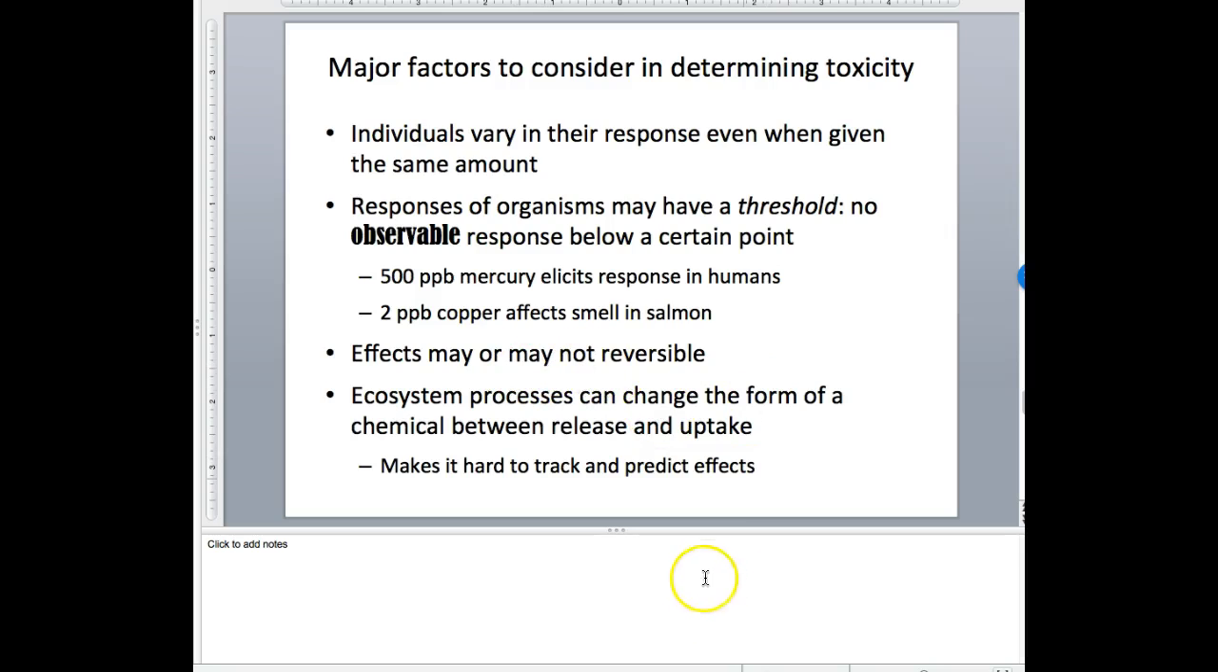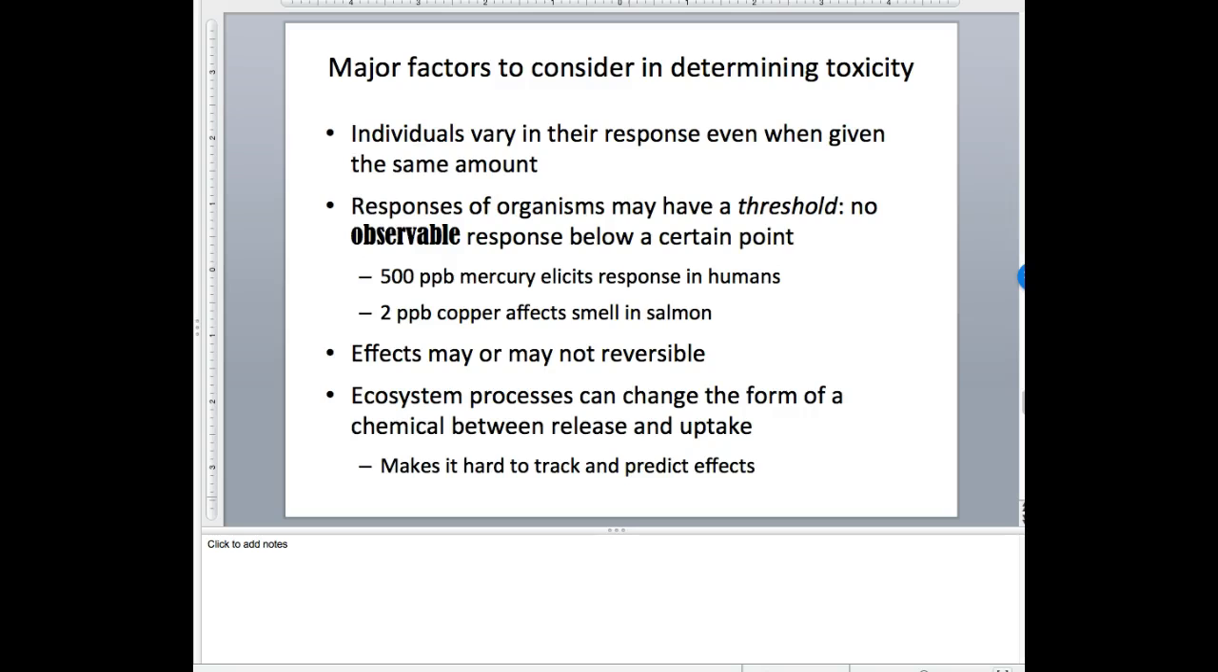The effects of any chemical may or may not be reversible, so we may see over time that some organisms get better, others don't. And ecosystem processes can change the form of a chemical between when it's released and when it's taken up, such as the methylmercury case, and that makes it hard to track and predict effects of some of these chemicals and contaminants.